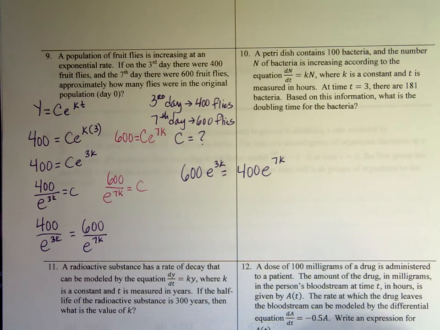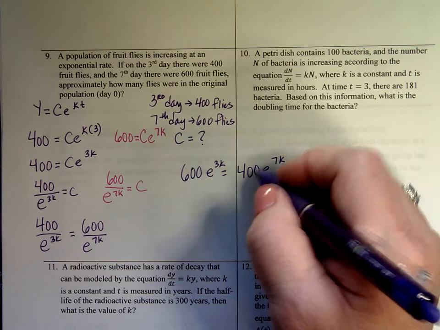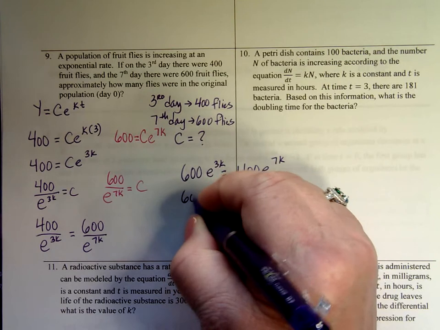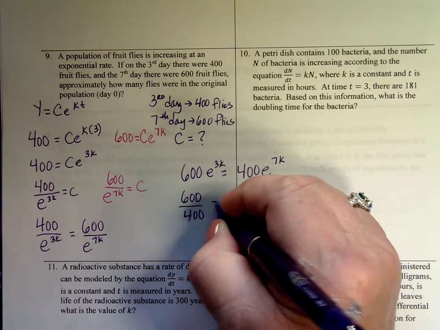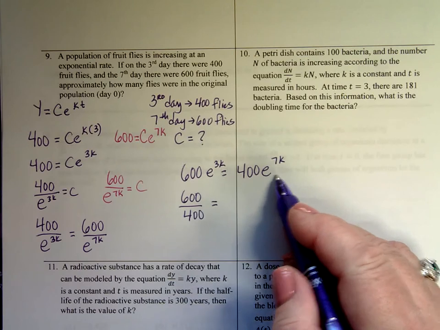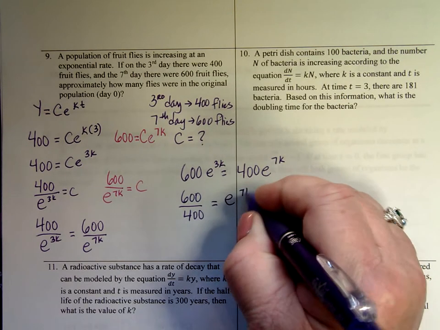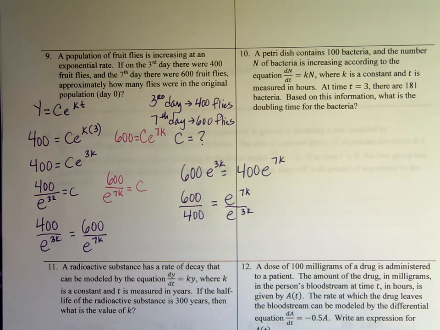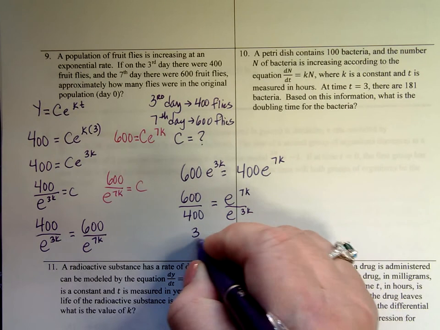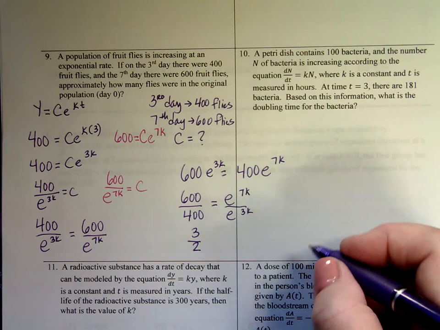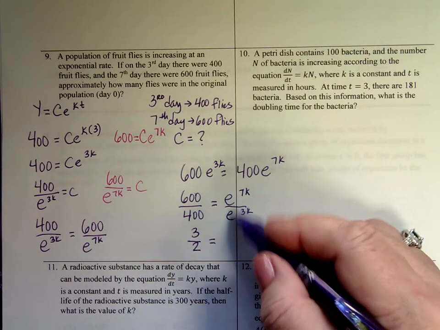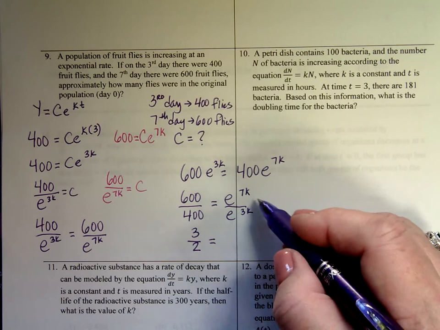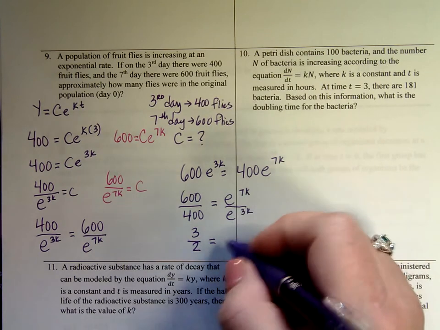So if I get the e's on one side and the numbers on the other side, I can divide by 400. So 600 divided by 400 equals, and I can divide this side over here. The e to the 7k is still there, so it's e to the 7k over e to the 3k. And then I can simplify that. 600 over 400 is 3 over 2 equals. And these are like bases. So if you have like bases, you're allowed to subtract the exponents. This becomes e to the 4k.